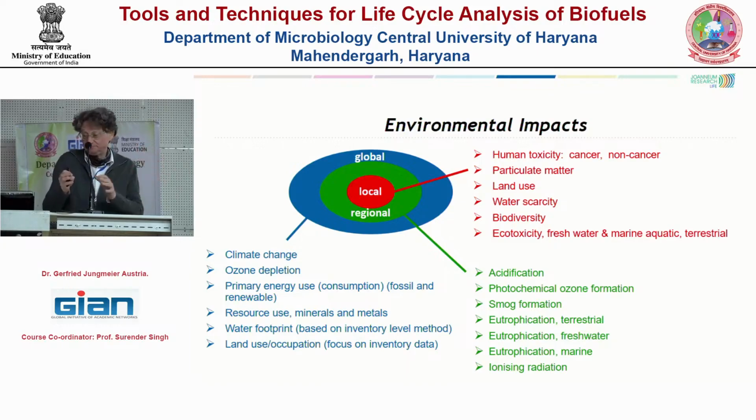Yeah? And in between, there are some regional effects, like acidification, photochemical ozone creation, smog formation, and at least these different impacts are relevant for different impact categories and for different local and geographical regions. And since a long time, there's a long discussion going on whether life cycle assessment can, should, or might really address all possible impacts. Yeah? Or if life cycle assessment maybe is best only to address global issues.